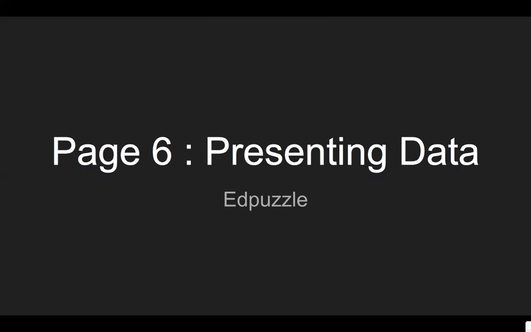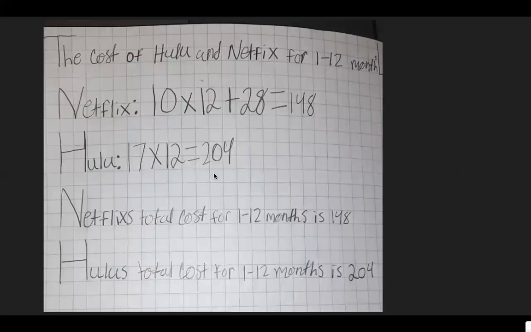And we want to be able to solve the problem and be able to articulate our reasoning and explain our logic. And so that's why this one is so important, because we need to present the data and back up our argument. So what I asked you to do was to present the data for the cost of Hulu and Netflix for 1 through 12 months. And so this is the first student work.